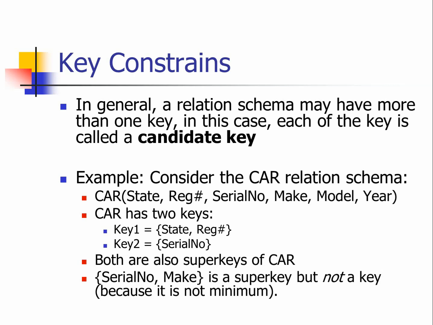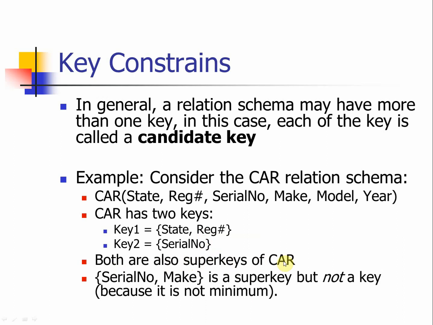Let's take a look at the car example that we saw earlier. The car can have two keys. The first one is a composite primary key, which is the combination of state and registration number. So that can be a key. On the other hand, a serial number, or the VIN number itself, can be a key as well. So what to choose? It depends on the application, but you understand that both of them are candidate keys.